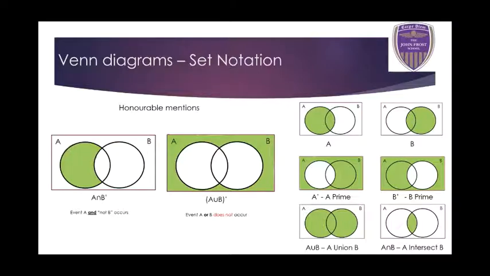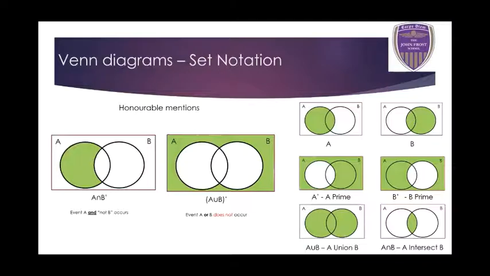Okay, and the other one is A union B prime. You're going to be careful with this one, because you can see that A union B is actually in brackets, okay? So the prime is saying that the whole A union B does not occur. So it's A union B prime, okay?